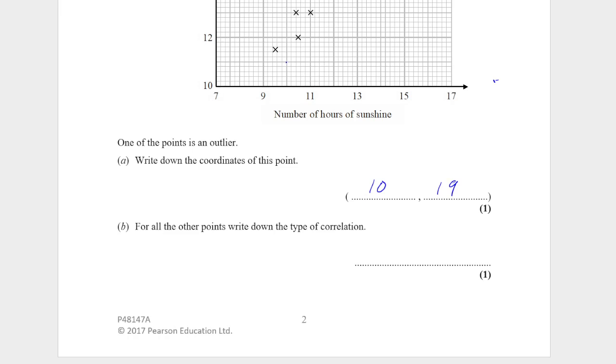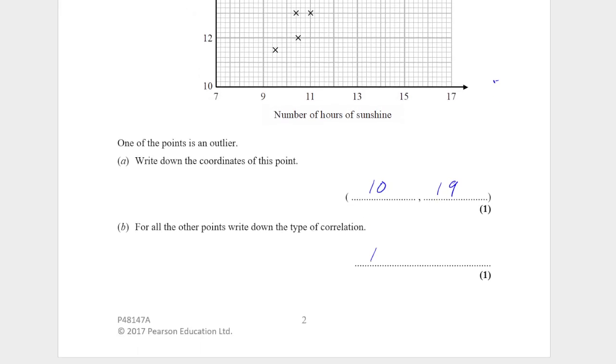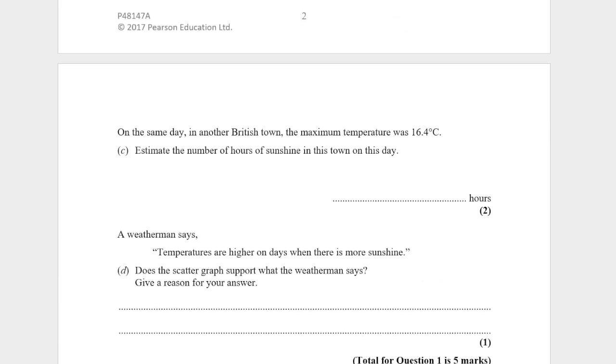For all other points, write down the type of correlation. Well, we've got a positive gradient, so it means that it is a positive correlation. And then part C, estimate the number of hours of sunshine on the town in this day. So we're given 16.4. It's always a 2-mark question.